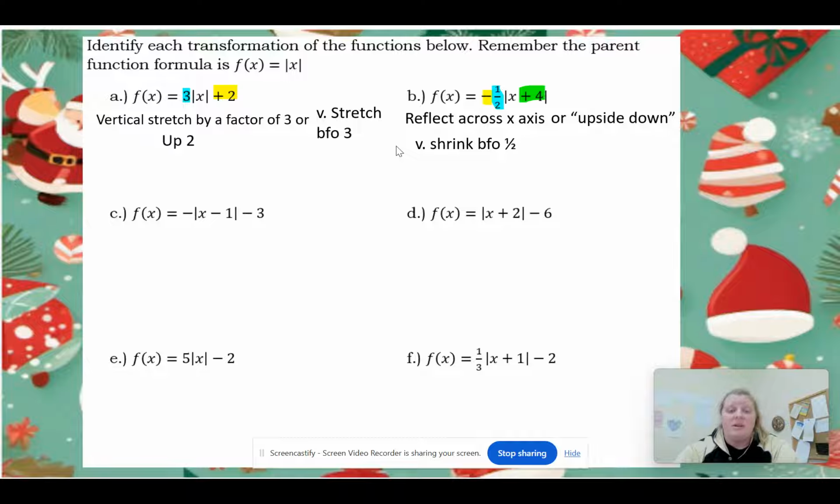And then we want to address the +4. Because that is inside the bars, it means we either go left or right 4. Plus means go left. So we're going to go left 4. So those are the things that are going to happen to our normal V, and what we have left over, that's the graph of that function that they wrote. And then we keep going. So letter C, I see the negative on the outside. That means it's going to flip upside down. The -1 that's inside is going to make it go right 1, and the minus on the outside will make it go down 3.